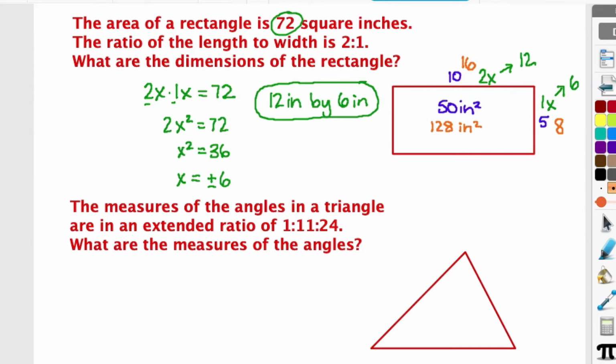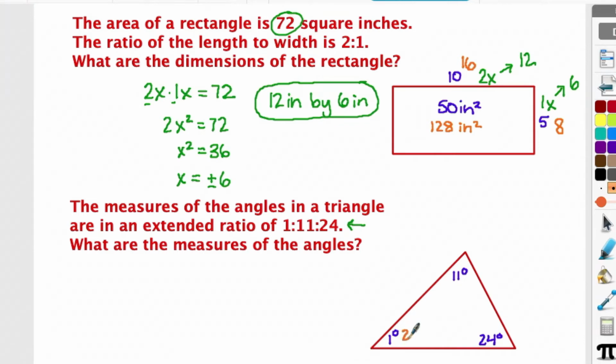In this next example, the measures of the angles in a triangle are in an extended ratio of 1 to 11 to 24, an extended ratio. So that's comparing 3 numbers. What are the measures of the angles? Well, we could consider, this definitely isn't a scale, that one is 1 degree, the other angle is 11 degrees, and the other one is 24 degrees. But that wouldn't make sense because those don't add up to 180.